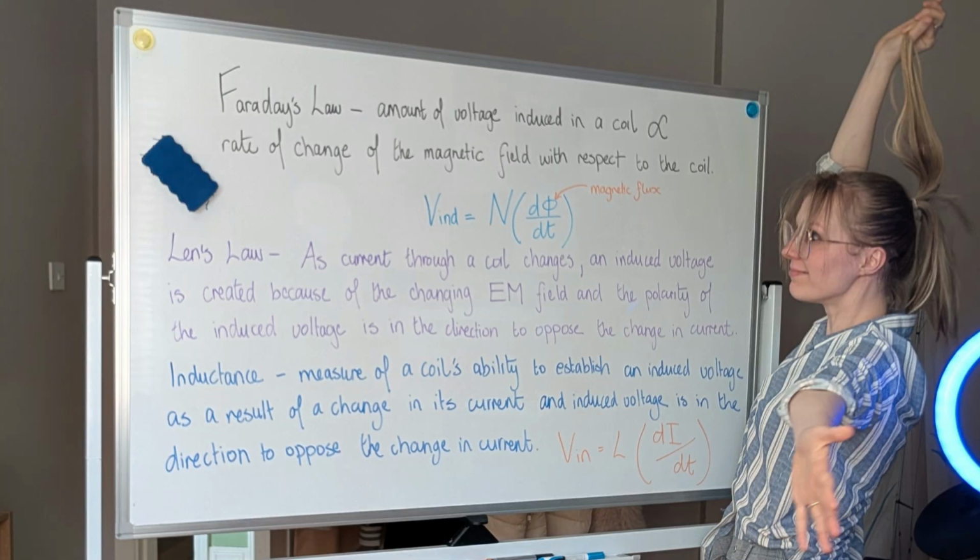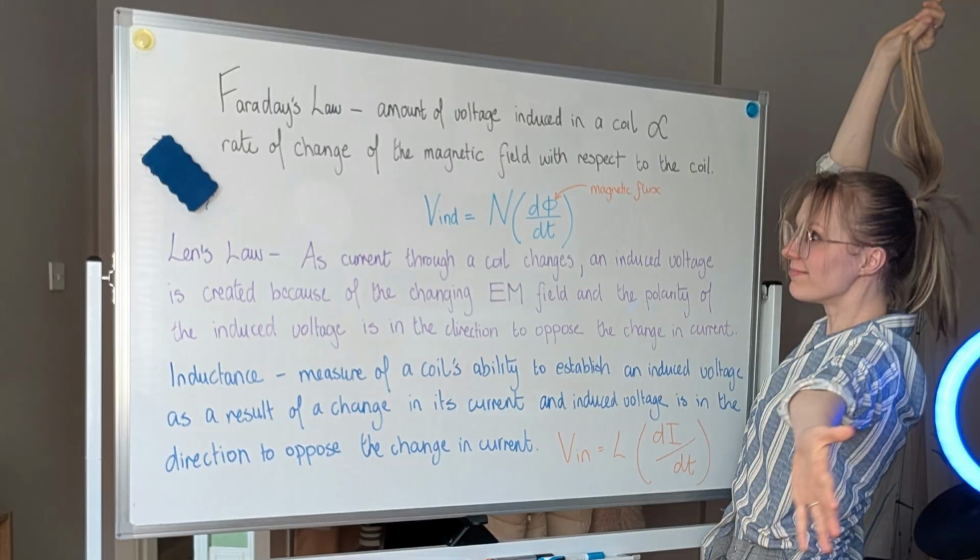Lenz's law states that as the current through a coil changes, an induced voltage is created because of the changing electromagnetic field. And the polarity of the induced voltage is such that it always opposes the change in current. I had already mentioned or hinted this a while ago. What this means is that the polarity of the inductor, as in where the positive and negative potential on either side of the inductor is, will literally switch to oppose the flow of current. So for the first few moments in time when you switch the DC circuit on, the polarity of the inductor will literally switch in the opposite direction. This is very, very useful in AC circuits.